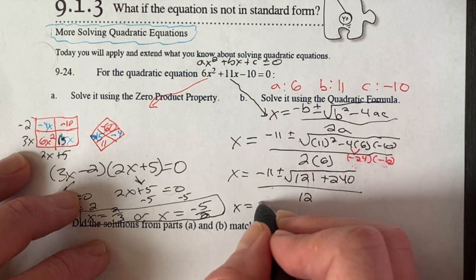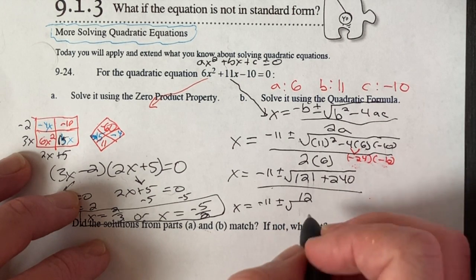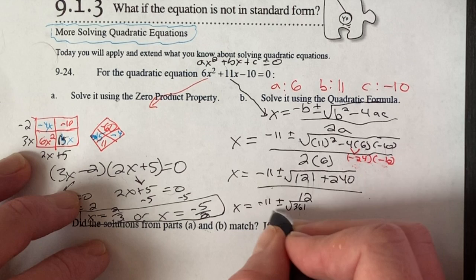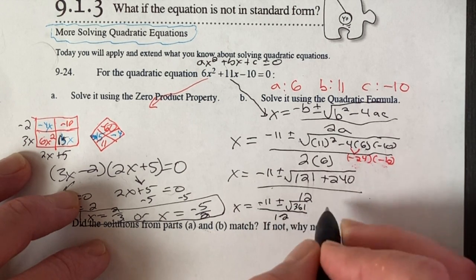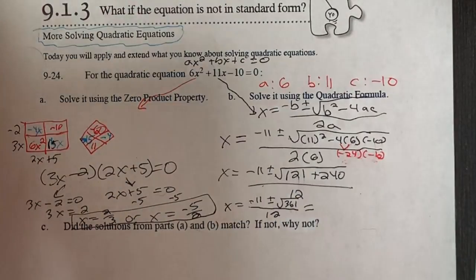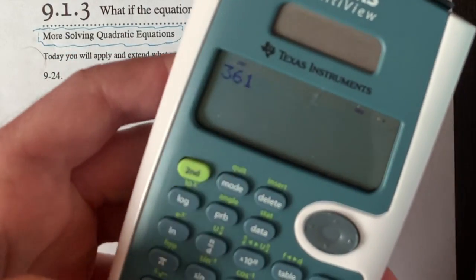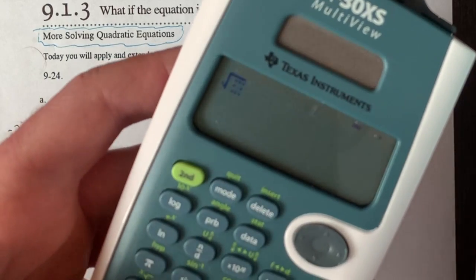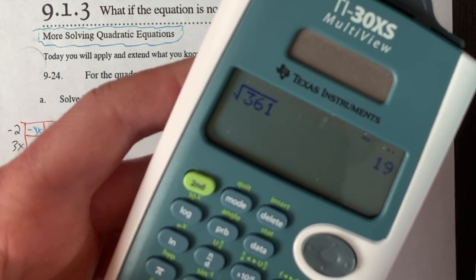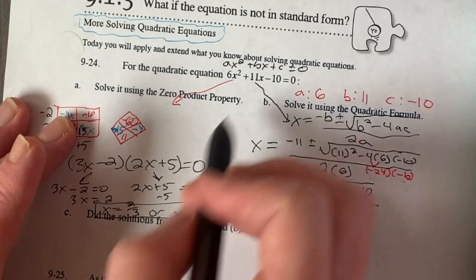And x equals negative 11 plus or minus root of 121 plus 240, which is 361. And I know that's a perfect square. Let's use my calculator to verify. 361, let's get the principal square root of that. 19. So this is plus or minus. We take the positive square root and the negative square root. Because remember, with roots, we have 2 answers. We're going to get 2 answers here.